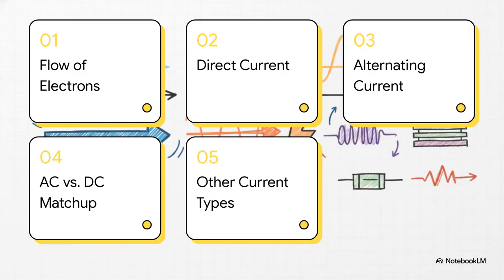Okay, let's dive into this. Here is our roadmap for today. We're starting with a quick refresher on the flow of electrons. Then we'll introduce direct current, bring in alternating current, put them head-to-head, and finally, we'll wrap up by covering a few other current types you might not be as familiar with. Let's get right to it.